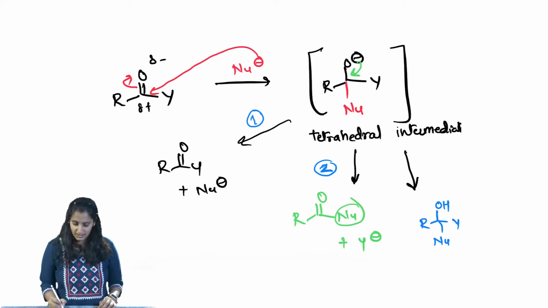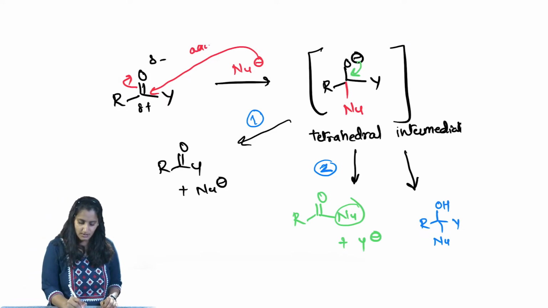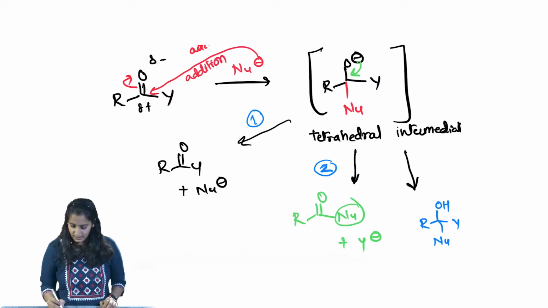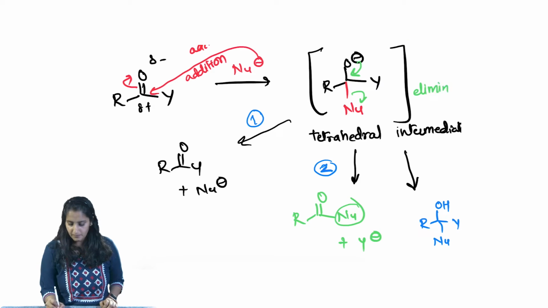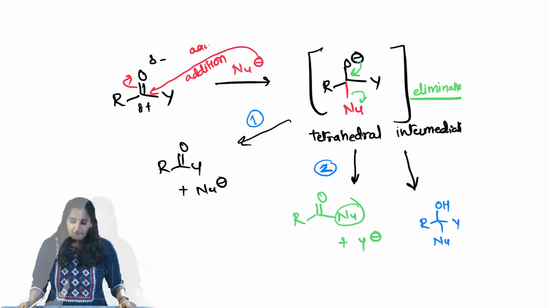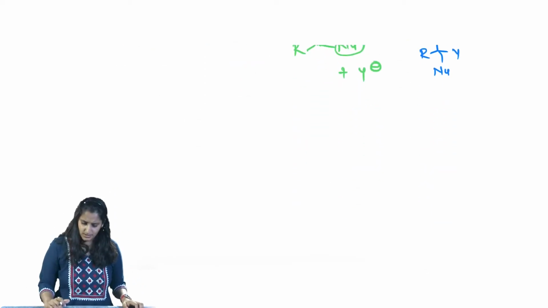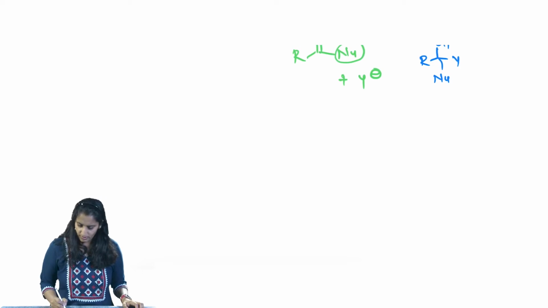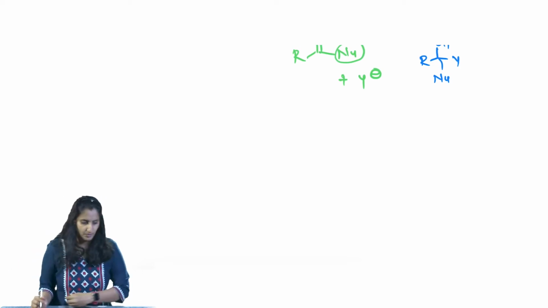The first step is the addition step. So, this is the addition step. Let me just write it here, addition, and this second step depicted in green is the elimination step. So, very often we are going to term it as an addition-elimination reaction. Let us look at one of the examples of this reaction just for a proper example.